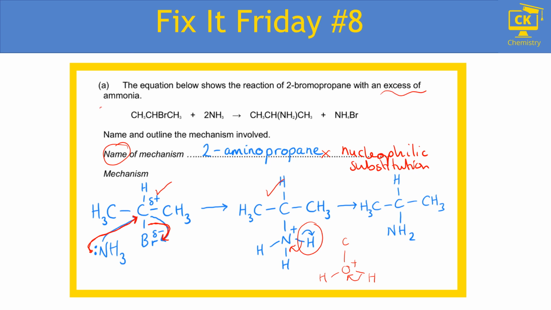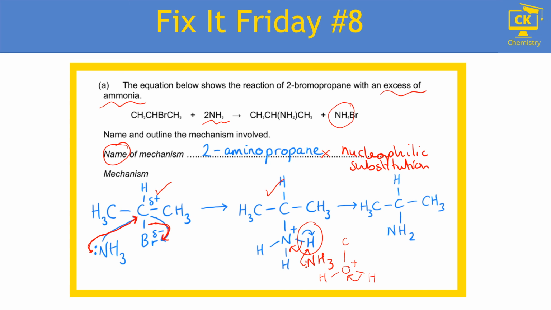You may also have seen quite often that because this is in excess of ammonia that's mentioned in the question, and because the balanced equation shows 2 NH3s, it's also a very good idea to involve the second NH3 in the mechanism. So what it's doing there is the lone pair on the nitrogen is forming a bond with that hydrogen. And in fact, that is what ammonia does. It acts as a base to form that NH4+ ion that we have in our product, NH4Br.